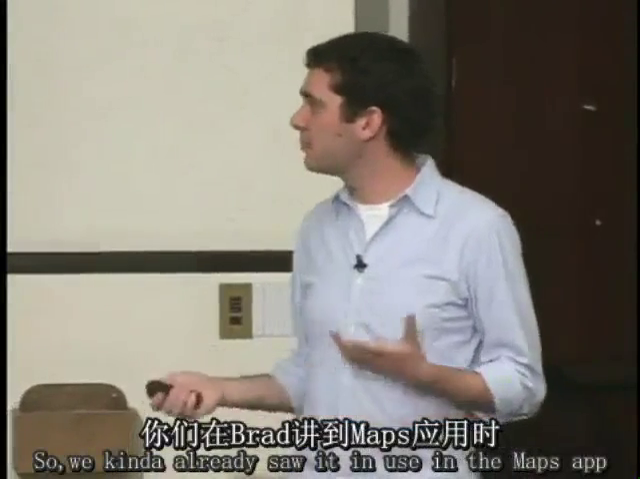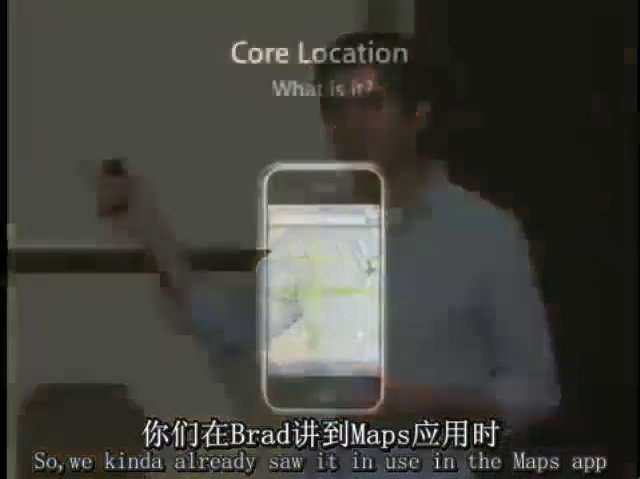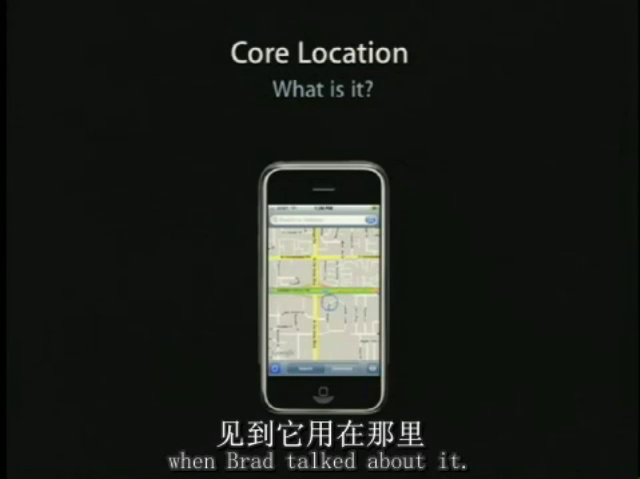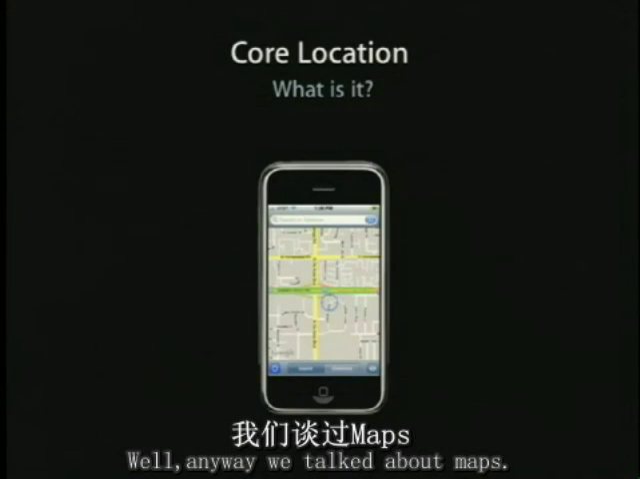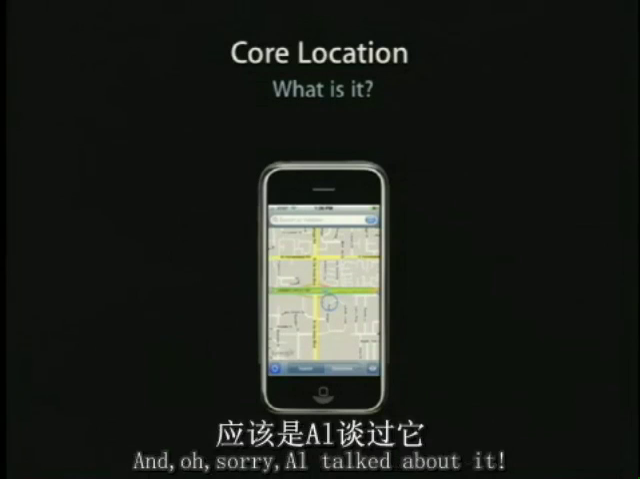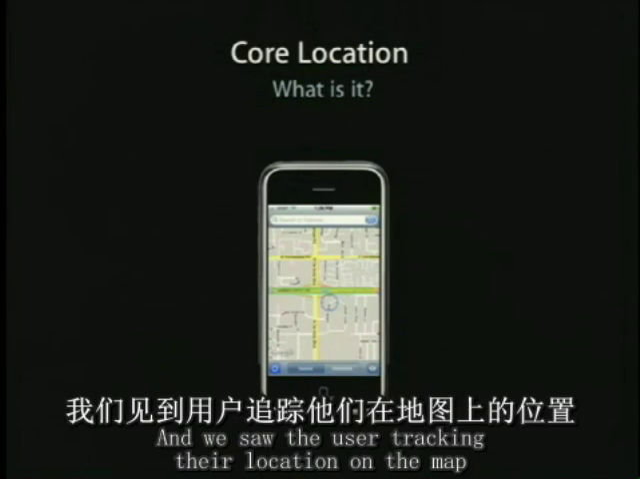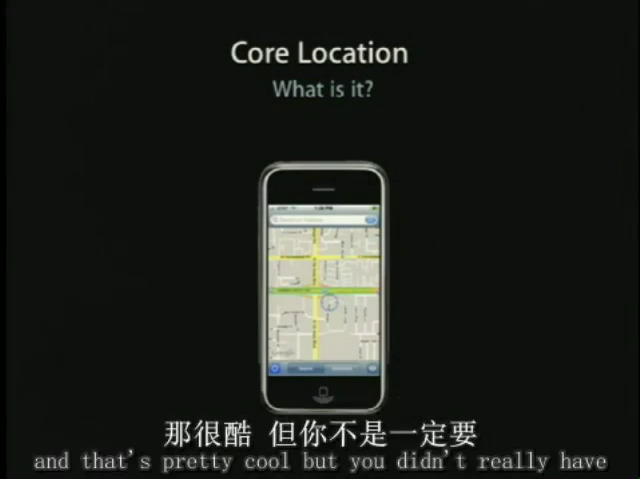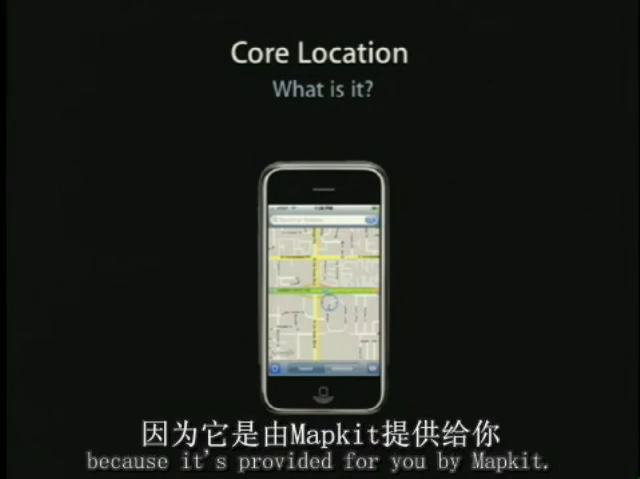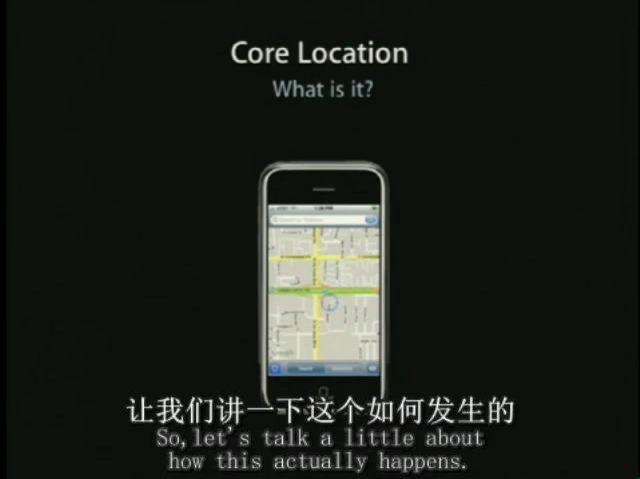We kind of already saw it in use in the Maps app when Al talked about it, and we saw the user tracking their location on the map. That's pretty cool, but you didn't really have to use Core Location to get that to work, because it's provided for you by MapKit. So let's talk a little bit about how this actually happens.